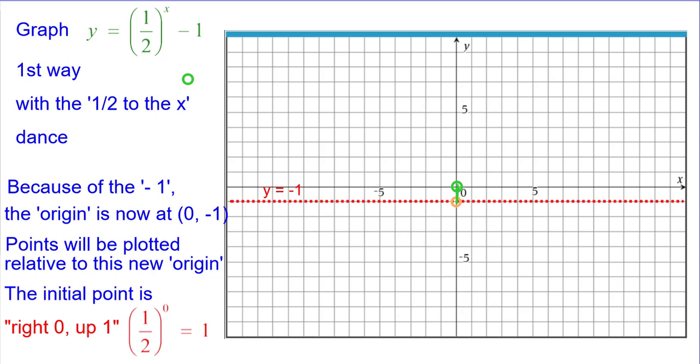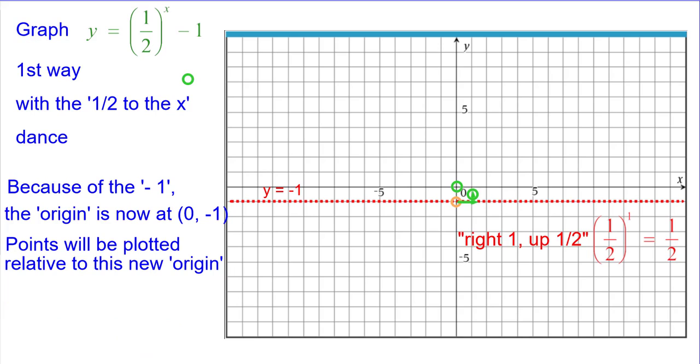The initial point will be at right 0 up 1 because 1/2 raised to the 0 power is equal to 1. From there, right 1 up 1/2 because 1/2 raised to the first power will be 1/2. Right 2 up 1/4, 1/2 squared is 1/4. And right 3 up 1/8 because 1/2 cubed is 1/8.